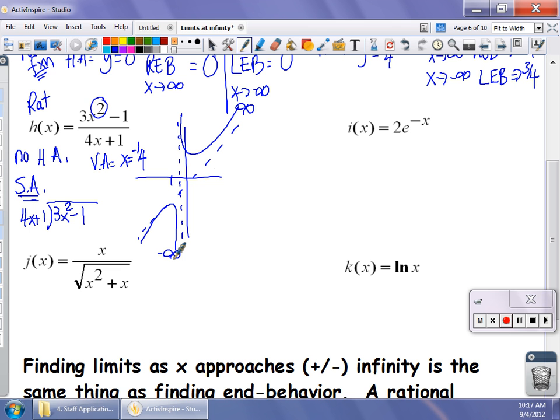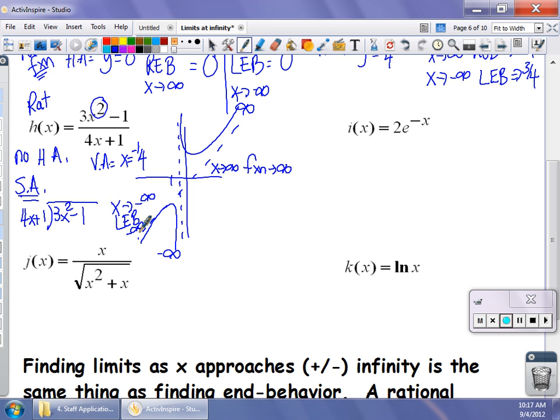So the right-hand behavior in this case, as x approaches positive infinity, the function is approaching positive infinity, and if this were a limit question, we would say the limit does not exist by unbounded behavior. And likewise over here, as x approaches negative infinity, the left-hand behavior is approaching negative infinity, and the limit would not exist by unbounded behavior.